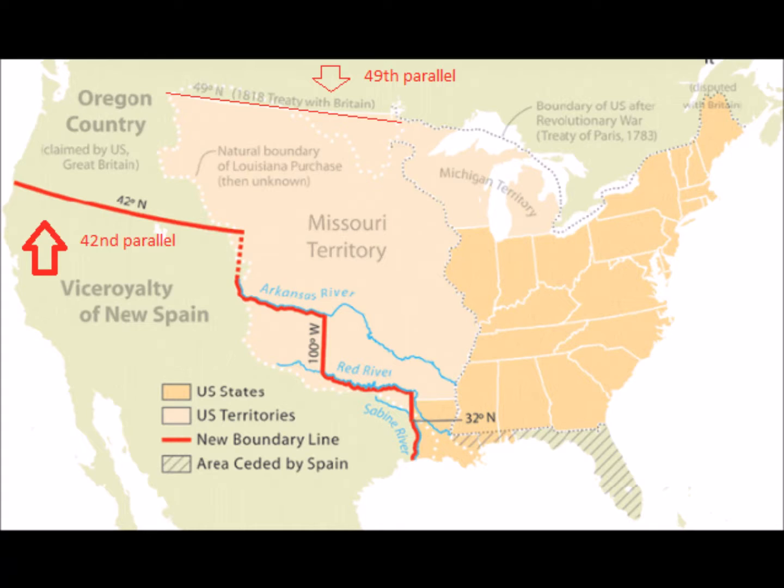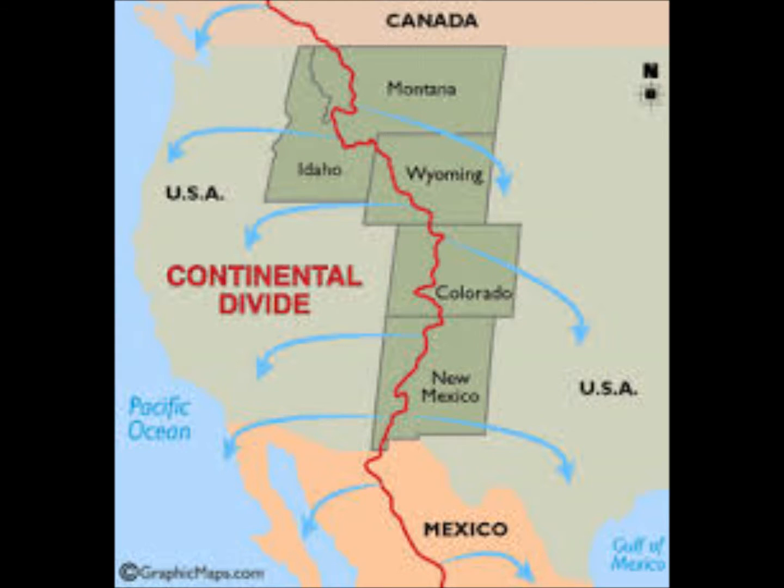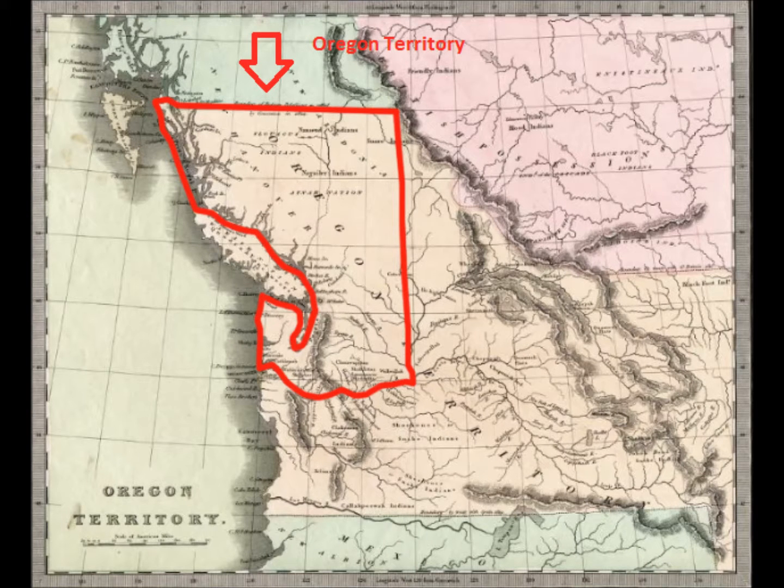As you can see, the 42nd parallel starts from the west coast and moves inward. The 49th parallel starts up by Canada and moves south. On the east coast is the Appalachian Divide, and on the west coast is the Continental Divide. As you can see, at one point, the Oregon Territory covered much of the west coast.